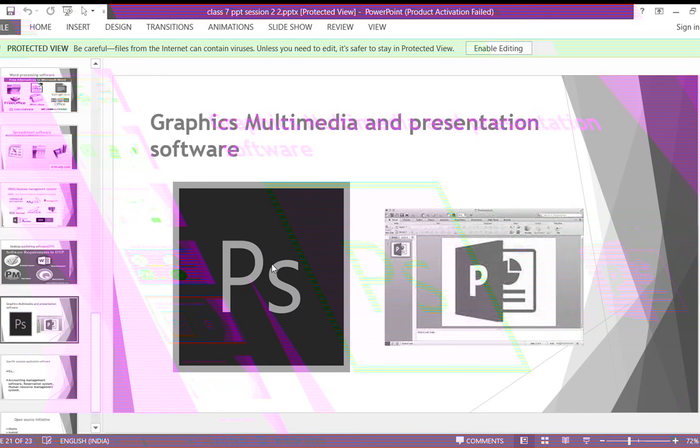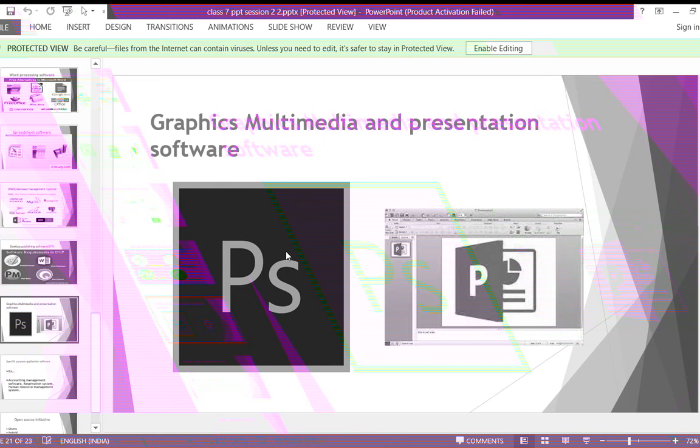Understood? Now you understood about graphics multimedia. What is the use of this graphics multimedia? To edit pictures. Yes, to work with images, to edit that image, and if you want to design that image, we use this graphics multimedia.